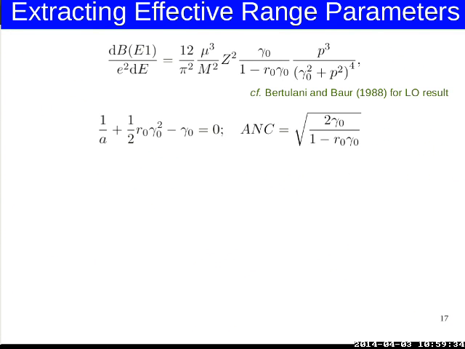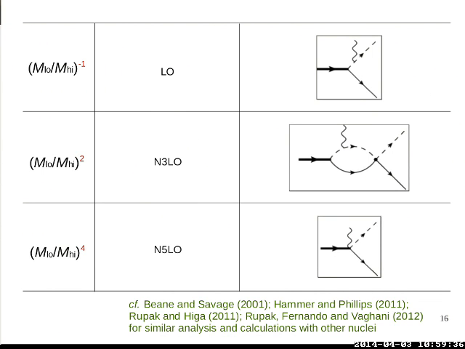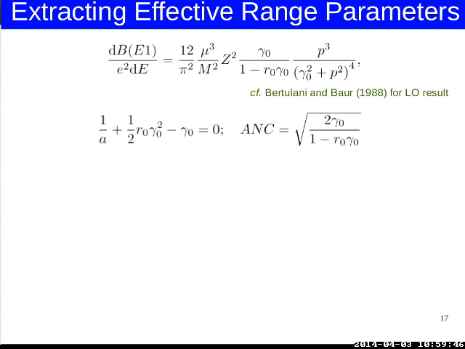So that's the only diagram we need to calculate up to N2LO. Once you calculate the matrix element and isolate the projection dependence using the Wigner-Eckart theorem, we get the reduced matrix element. This is the square of this reduced matrix element. Mu is the reduced mass. Z is the charge on the core. M is the mass of the core. Gamma 0 here is the binding momentum. Effective range. P is the relative momentum in the final state, the relative momentum between the fragments.